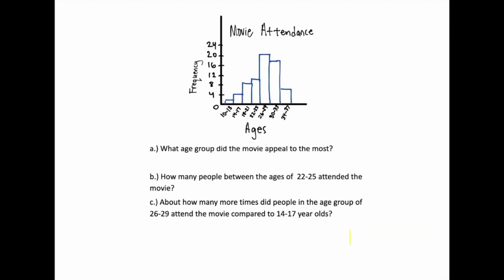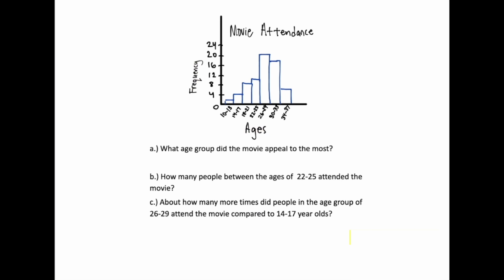First, the x-axis has numbers instead of categories. Another difference is that bar graphs have gaps between the bars, where histograms do not. This histogram shows the distribution of the ages of people who attended a movie. The x-axis shows the age groups, and the y-axis shows the frequency.